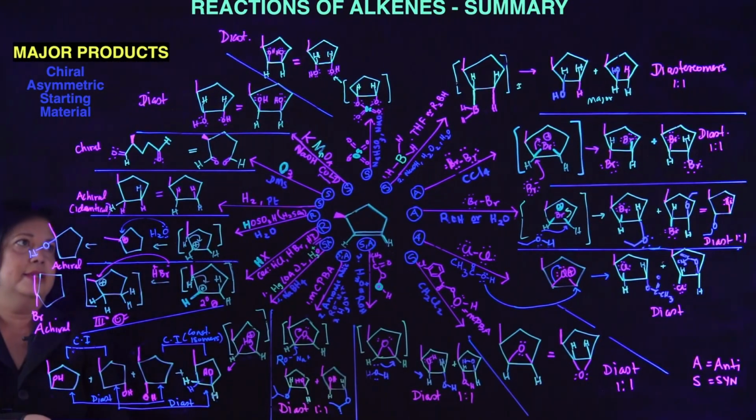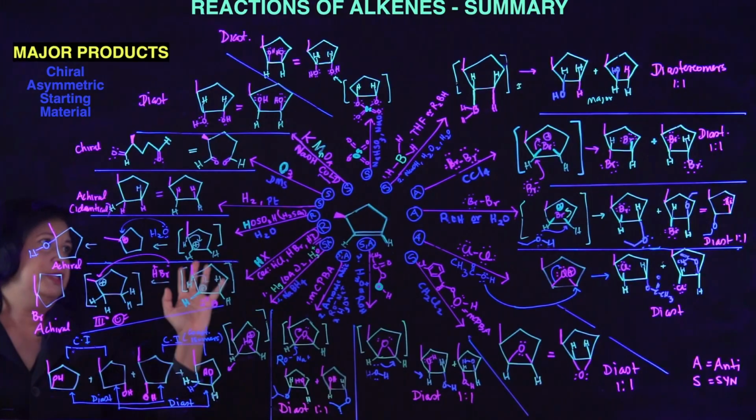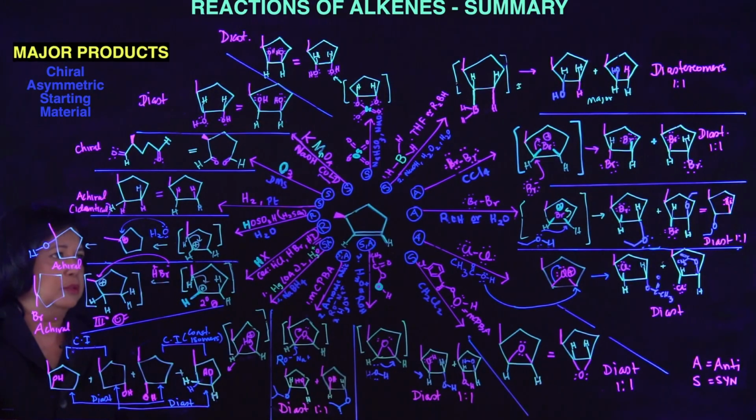All right, guys, so that pretty much covers the whole gamut of reactions possible on the cyclopentane, with achiral, chiral, asymmetric, and symmetric. We may come back and do a long chain and see if you are going to have the same thing all over again.